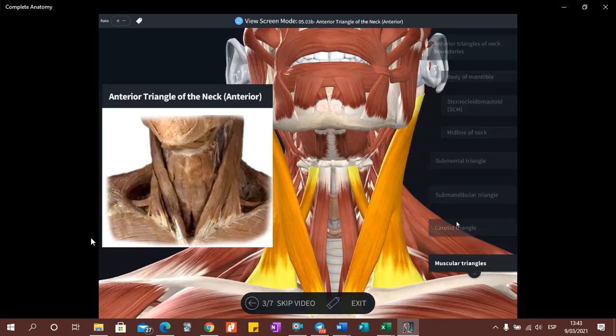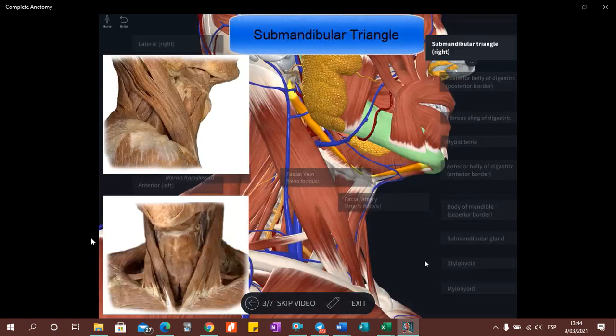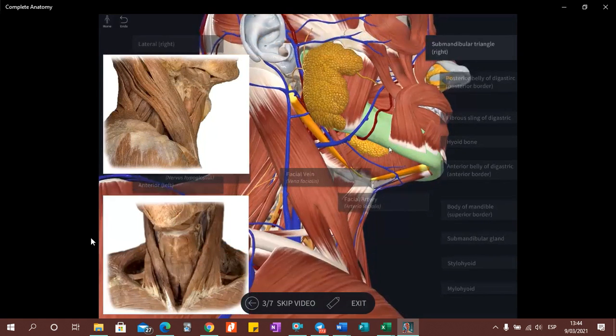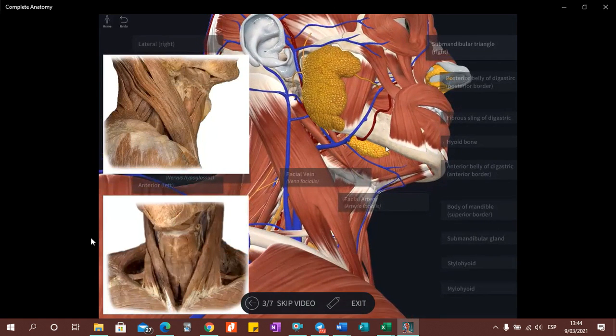So what we're going to have to do is go through every single little triangle and see what the deal is with them, and what kind of information we can learn from having a closer look at those. So let's start off with our submandibular triangle, all right? You can see here the boundaries of our submandibular triangle one more time.